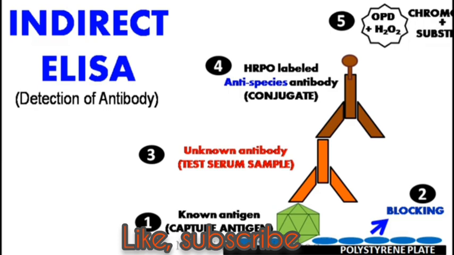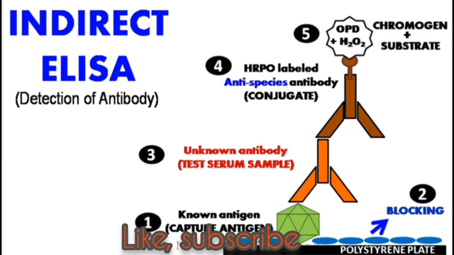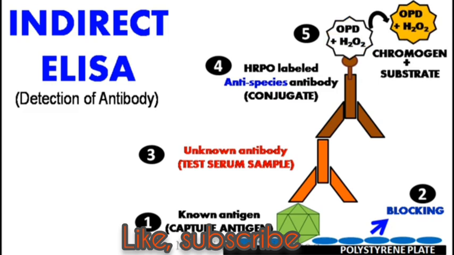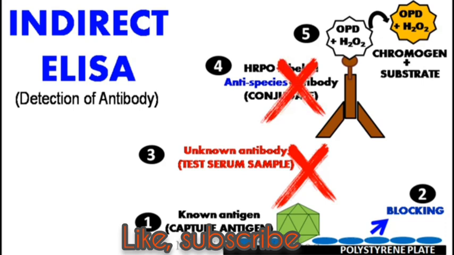This mixture, due to catalytic reaction mediated by this HRPO enzyme, turns the colorless OPD chromogen to color. The color development indicates the positivity of this cascade of reaction, which happens only if the sample is positive for the particular antibody. In contrast, if the sample is negative for the particular antibody, this secondary antibody conjugate will not have opportunity to interact with the unknown primary antibody.